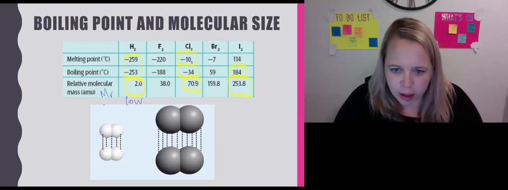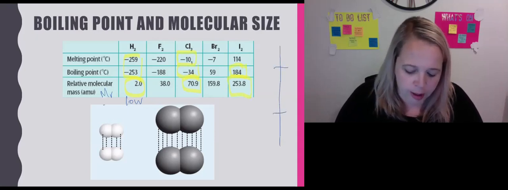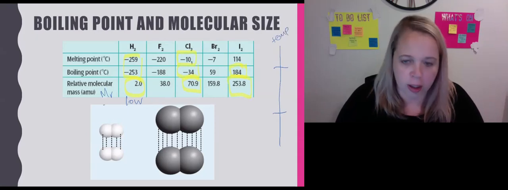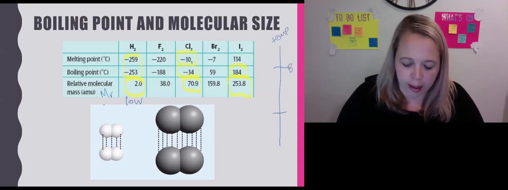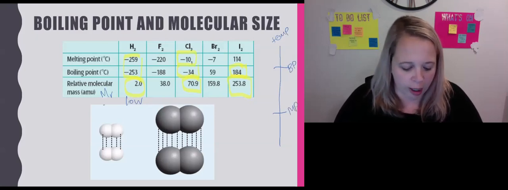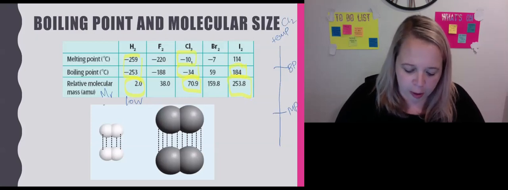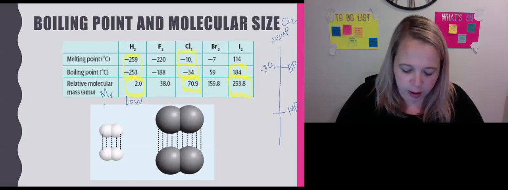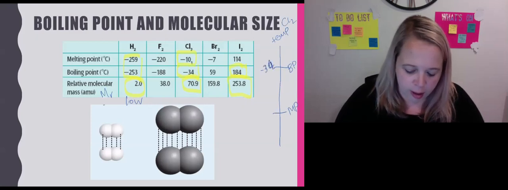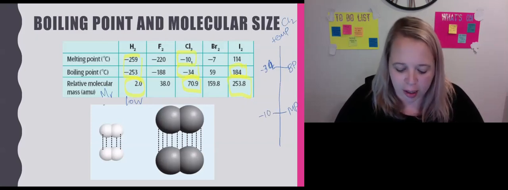So let's just stop and think about this, and I'm going to draw you a little table here between these ones because this is going to help us. So this is temperature. This here is the boiling point, and this here is the melting point. So let's have a look at chlorine. Its boiling point is minus 34, and its melting point is minus 10. And that's higher, isn't it? So this number is higher.